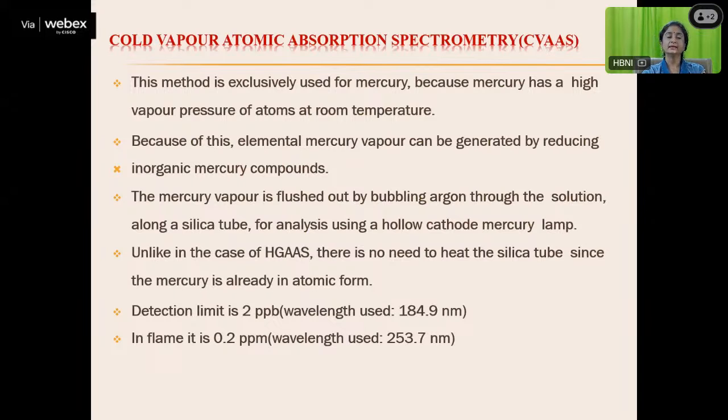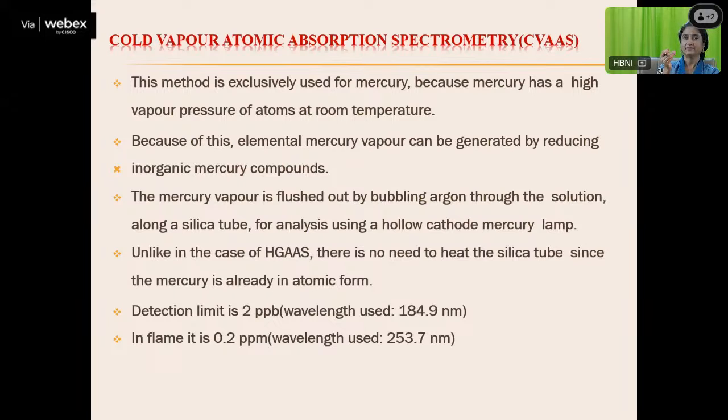Now there is another technique, again depending on the principle of atom formation, which is cold vapor atomic absorption spectrometry. This method is exclusively for mercury because mercury has a high vapor pressure of atoms at room temperature, and because of this, elemental mercury vapor can be generated by reducing inorganic mercury compounds. The mercury vapor is flushed out by bubbling argon through the solution along a silica tube for analysis using a hollow cathode lamp of mercury. Unlike in the case of GFAAS, there is no need to heat the silica tube in this case because mercury is already in atom form, and the detection limit here is 2 ppb and the wavelength used is 184.9 nanometer.